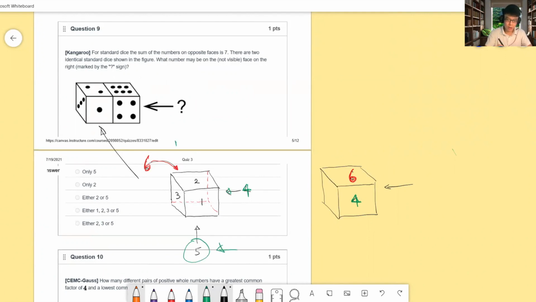So if 6 is the top, if the 4 is the front, and then now the 5 must be the right, the number on the right face. So the answer here is just 5.